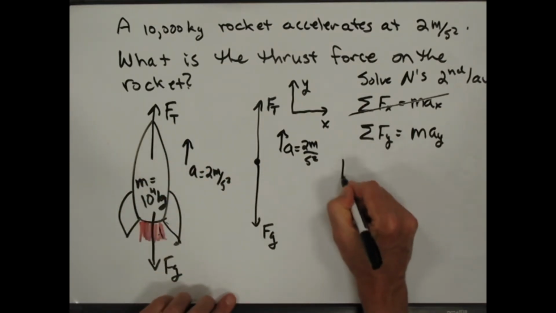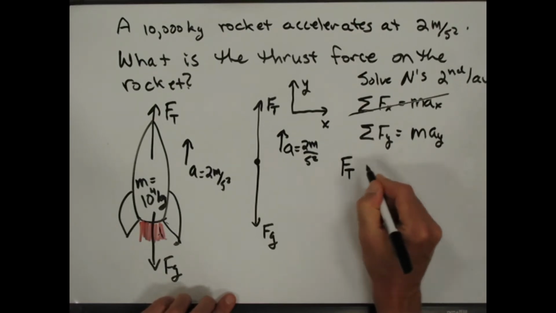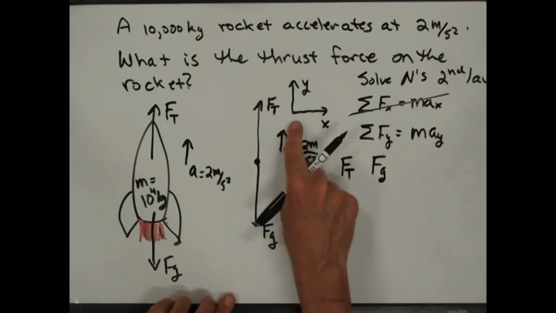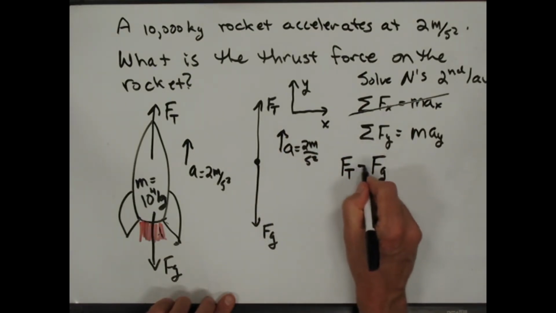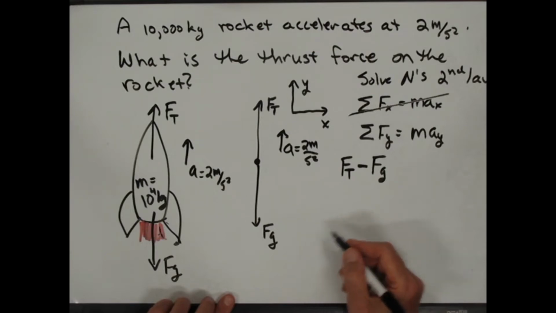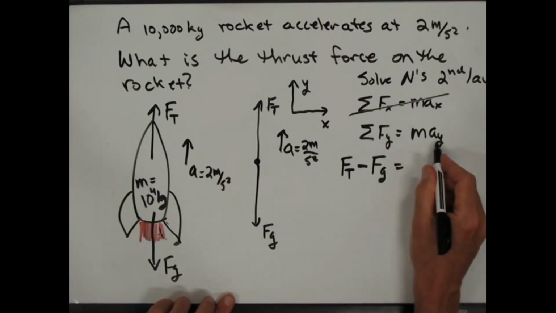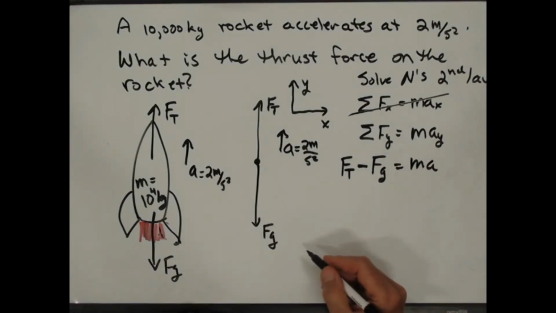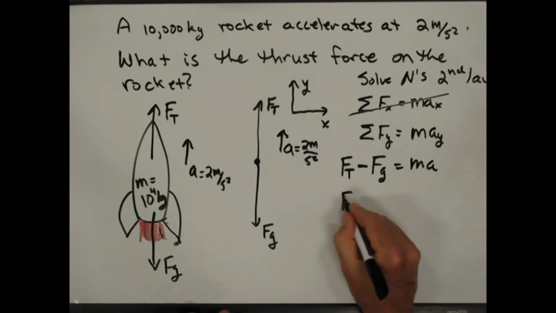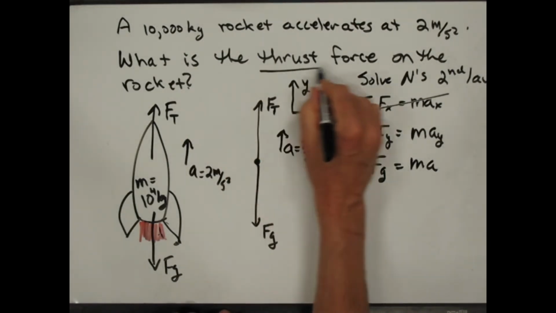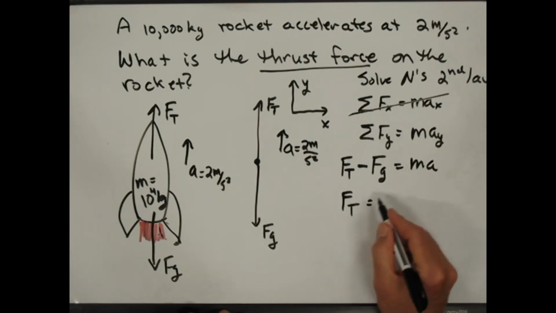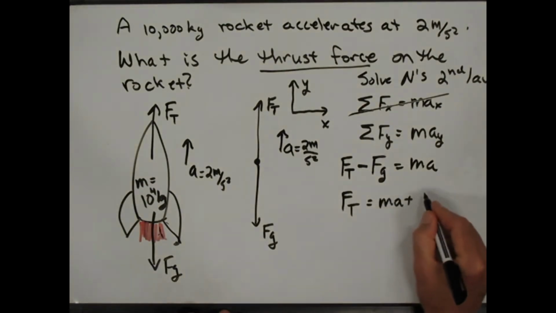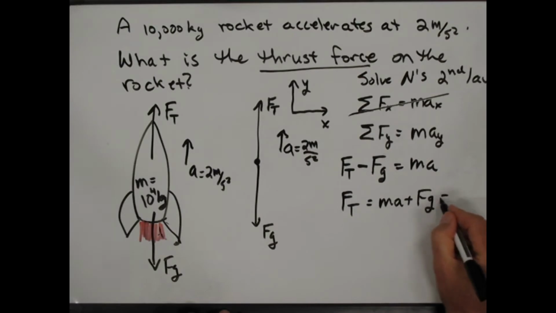And so I can say, look, the force due to the thrust and the force due to gravity are the two forces that are acting. In my coordinate system, this one is positive and that one's negative, right? And my acceleration in the y direction is just this guy, and so that's just equal to ma. Now I can rearrange this, since what they're asking me for is the thrust force. This thing is equal to ma plus the force of gravity. But that's just equal to ma plus mg.